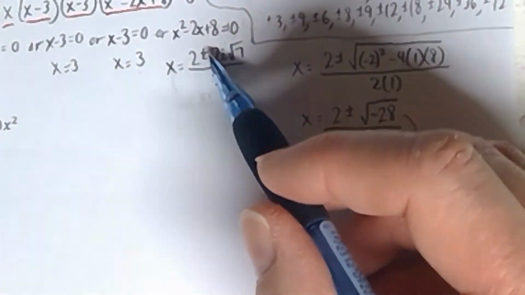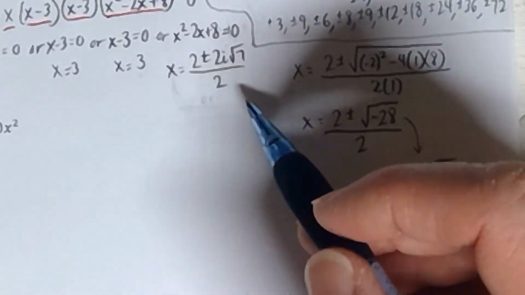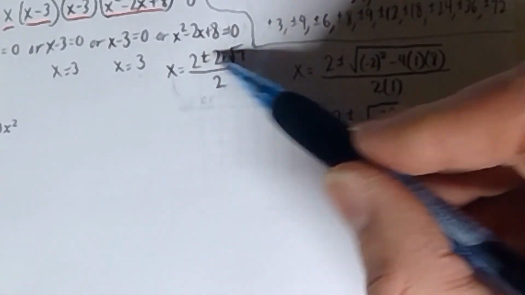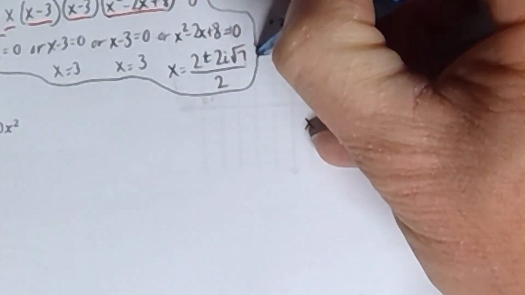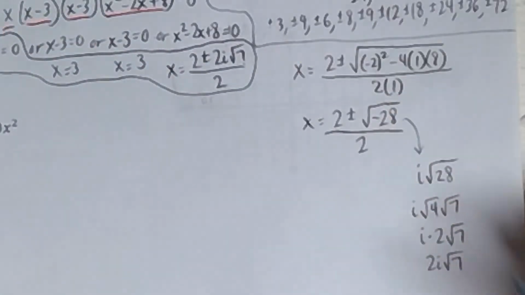And yes, you could simplify that by factoring out the 2 and then canceling with the 2 down here. You'd have to factor first because there's more than one term up here. I don't care if you do that or not. It's not a bad idea to do it. You just don't have to. So you can leave it like that. It's your choice.